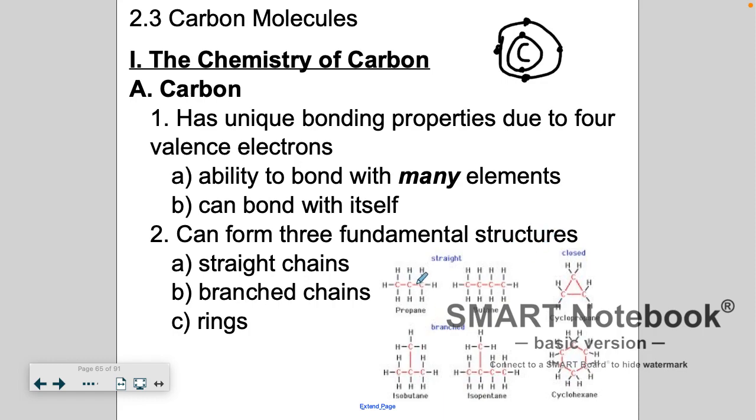Okay, they could be straight chained. So you notice this carbon has 4. 1, 2, 3, 4. 4 bonds. This carbon's got 4. 1, 2, 3, 4. 1, 2, 3, 4. All right, so it can form straight chains. It can form branches. Okay, it can form rings. So because it can form these fundamental structures, it makes up a lot of things that are very important to life and to Earth.